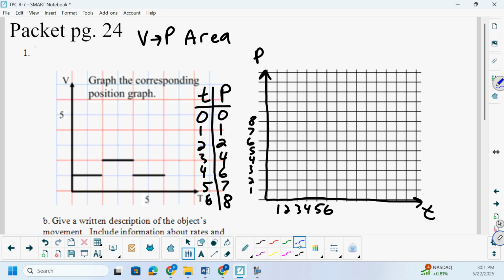So once we have those axes drawn, we'll just plot our points: 0, 0; 1, 1; 2, 2; 3, 4; 4, 6; 5, 7; and 6, 8. And we'll connect them. And notice when the slope changes, that's when our velocity is changing.